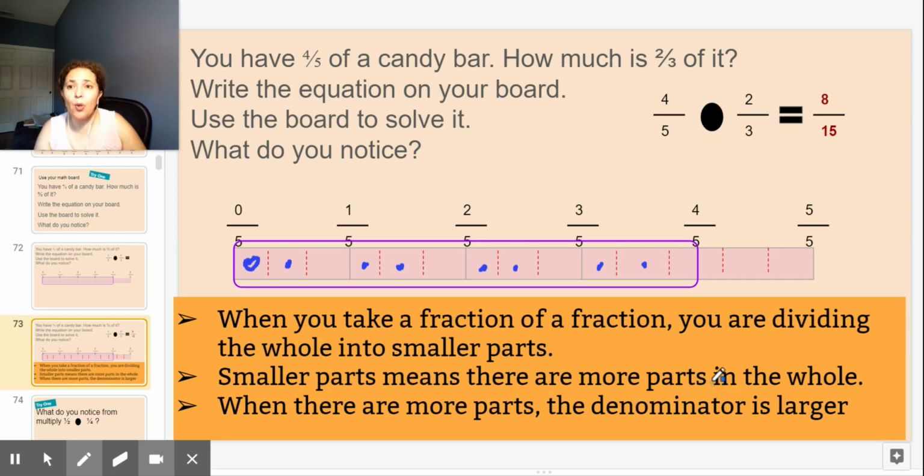So I'm going to repeat it again because it's really important. When you take a fraction of a fraction, you're dividing into smaller parts. So when you're multiplying a fraction times a fraction, you're making smaller parts. So that's why the denominator is getting bigger, because you're making more smaller parts.